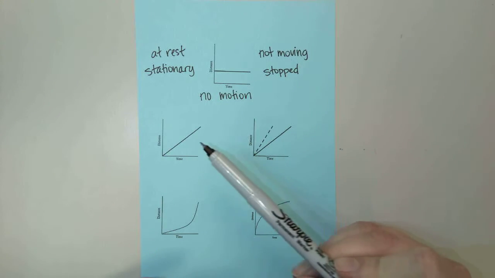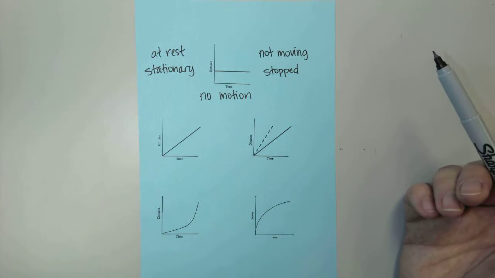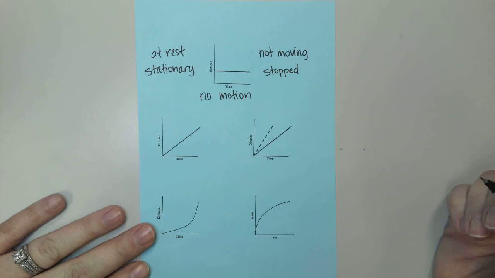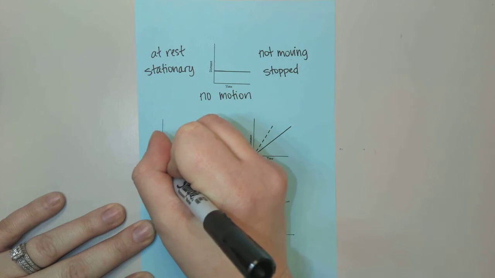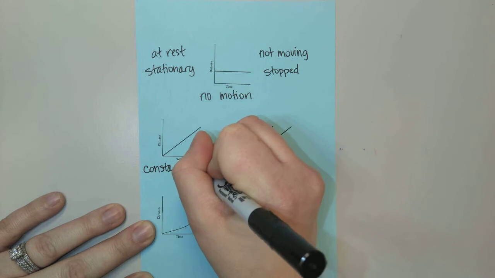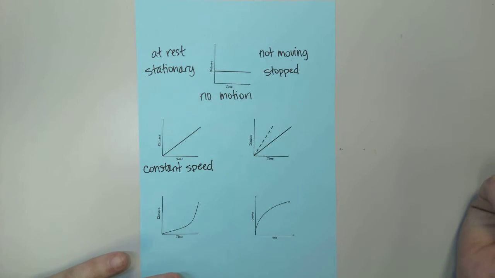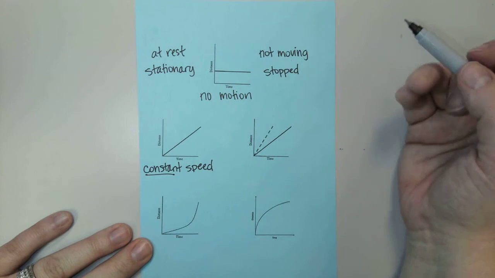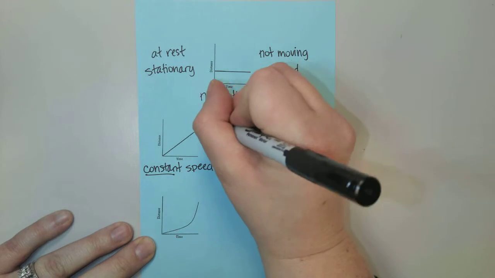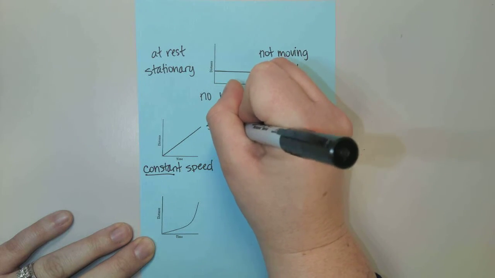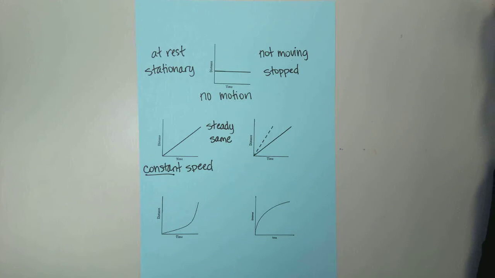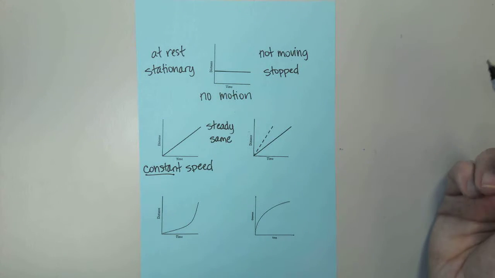Anytime that we see a line that's diagonal, so it's still a straight line, but it's not horizontal anymore, this means constant speed. So we're going to write constant speed. Again, the key word there is constant. Another way to say that would be steady or same. If the speed is not changing, if the speed is staying the same, we describe the object as moving at a constant speed, and the line looks like this.